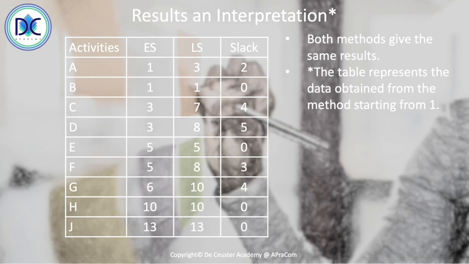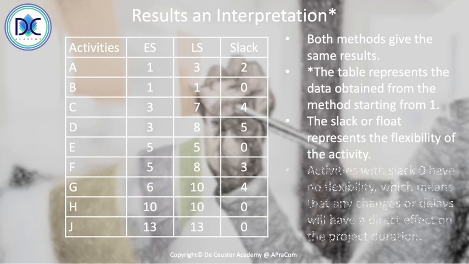The slack represents the flexibility of the activity. When we move an activity within its slack, the end date of the project will not change. Activities with a slack equal to 0 don't have any flexibility. Any delay, any change in duration, or working faster than planned will have an immediate effect on the duration of the project. So it's very important to understand that.